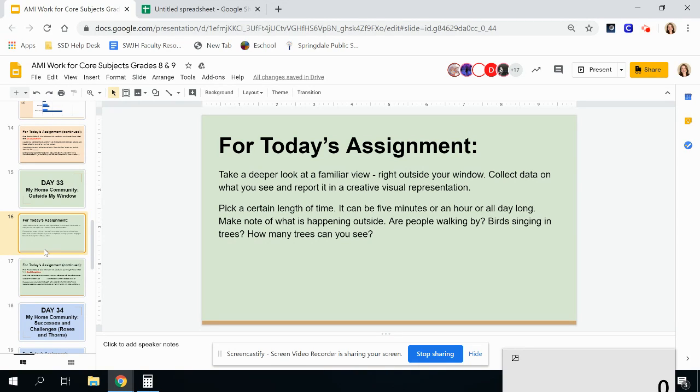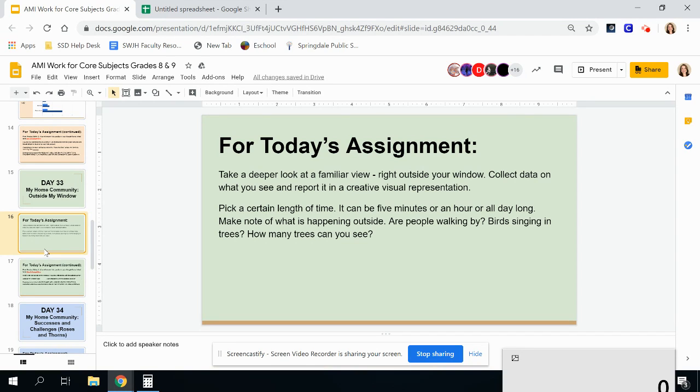So when I think about this assignment, I think of two visual representations. One is maybe just sketching what I see, like the tree that's in my yard, the trees in my neighbor's yard, their houses, the people walking by, the family of four that I see, the people bike riding, a child bike riding down the road, the birds flying around. So I can maybe draw a picture of what I see, and that would be a creative visual representation.